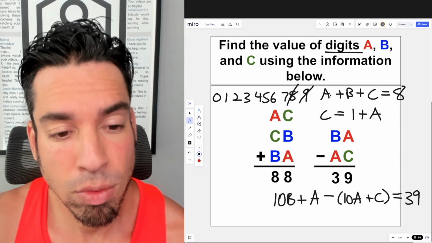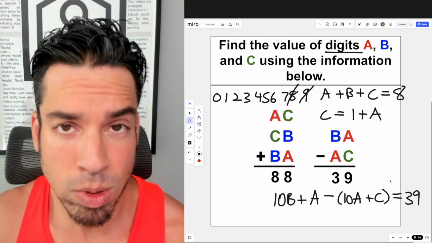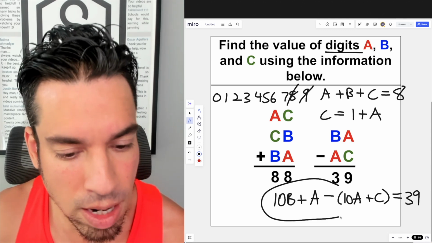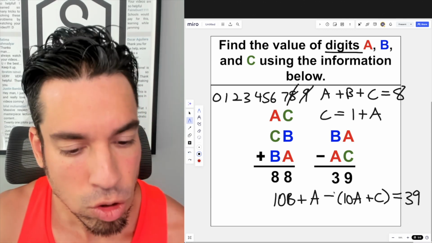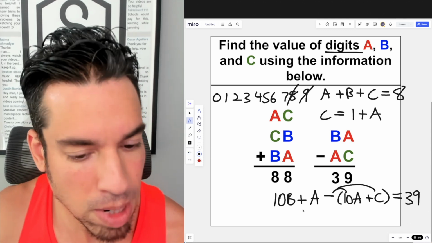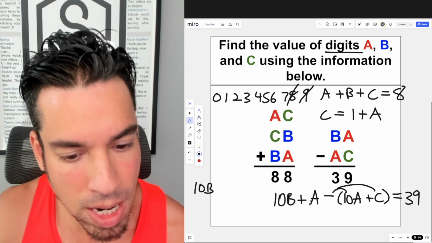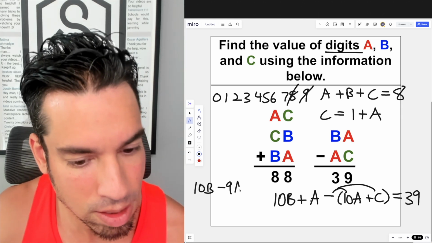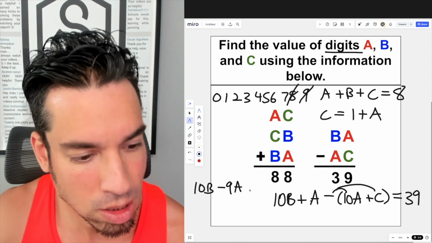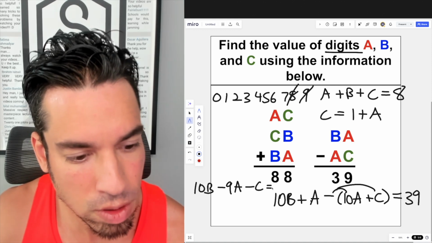Now we have 3 unknowns and 3 equations. That's a really good spot to be in. Okay, now let's simplify this bottom equation down here. So as we distribute the negative and combine like terms, we now have 10B, and then it's A minus 10A, which is minus 9A. The minus distributes to the C, and that's minus C, and all of this equals 39.